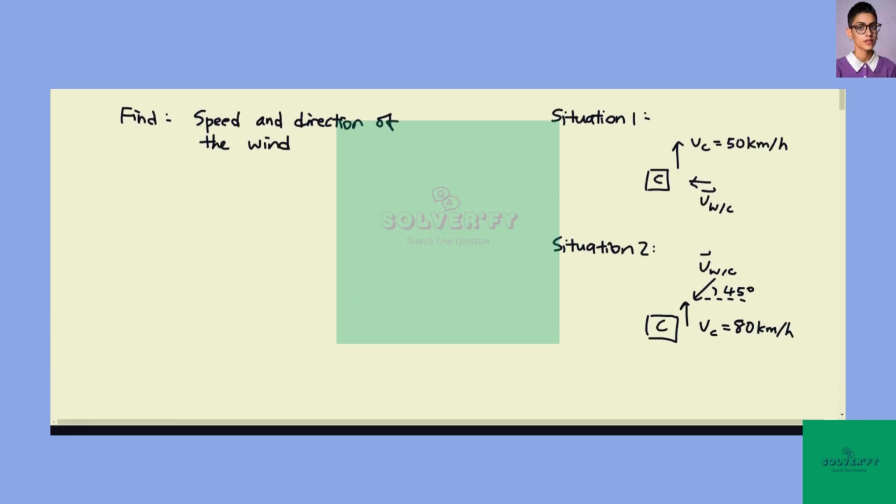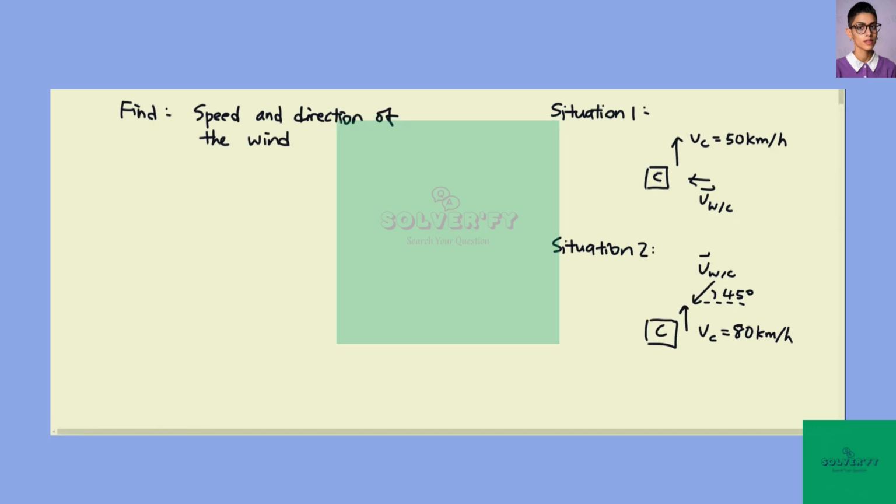In this question, we are given two scenarios. When the car is traveling north at 50 kilometers per hour, the wind appears to come from the east. When the car's speed is 80 kilometers per hour, the wind appears to come from northeast relative to the car. Okay, so we need to determine the speed and direction of the wind. This is a relative motion problem again.